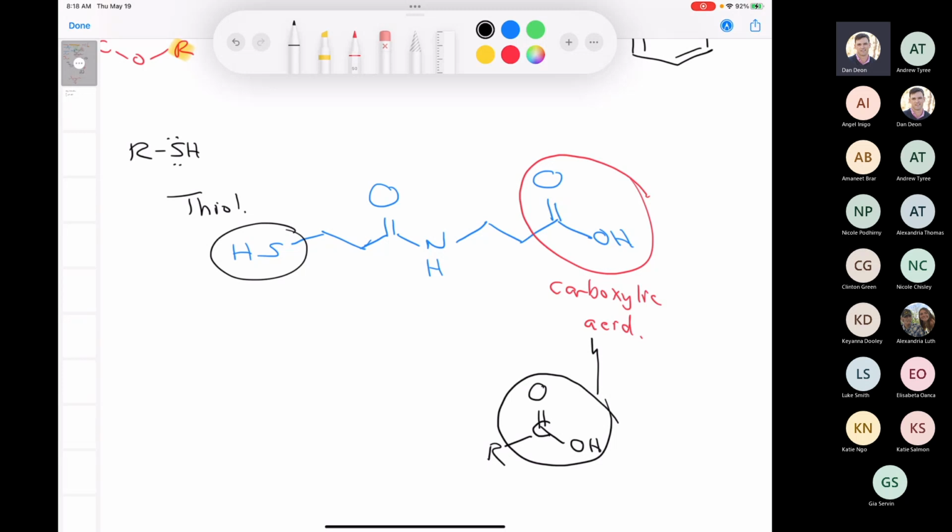There's one more functional group in this one. I'll give you a clue. It's this one right here. It's when we have a nitrogen, exactly, with a carbonyl attached to it. This is an amide. So we have an amide in here.